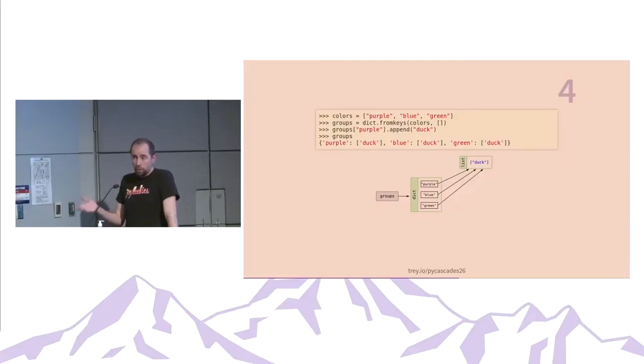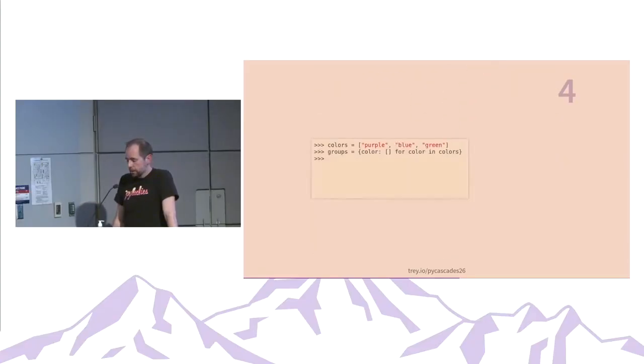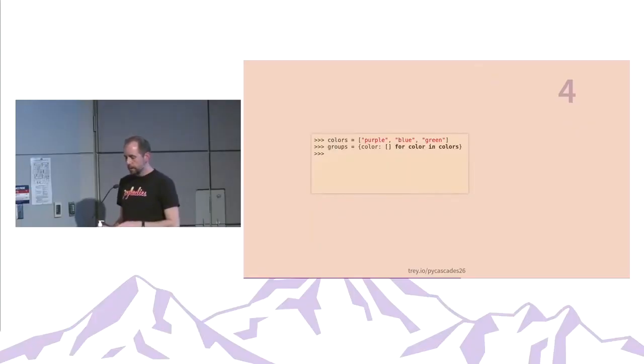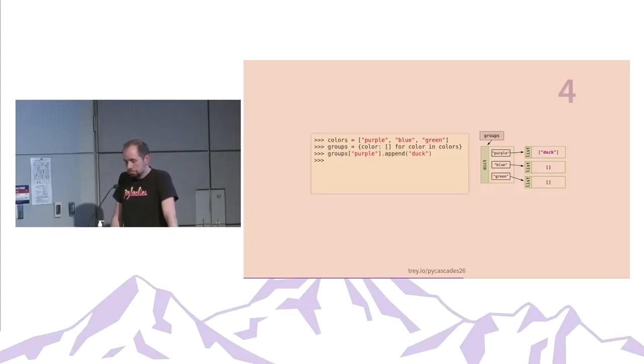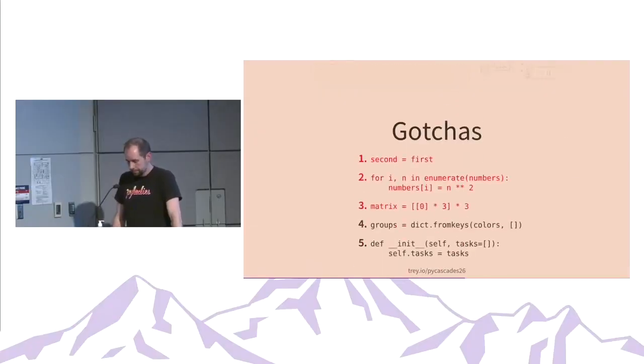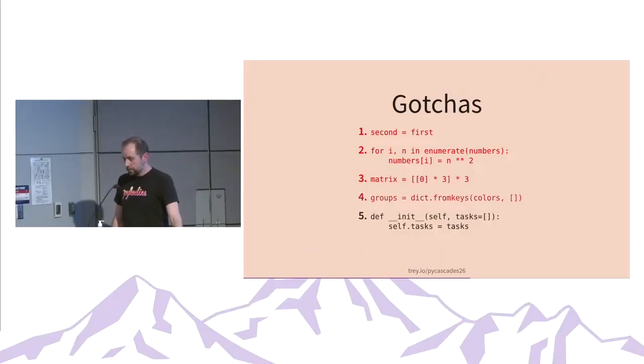To fix this, we could also use a comprehension, though in this case a dictionary comprehension. This evaluates the empty list literal 1 time for each color in our list, creating 3 separate list objects. So the whole comprehension builds a dictionary where each key points to its own list. So when we append to one of them, only that one list changes, because each value is its own distinct list object. So that explains our dict.fromKeys gotcha.